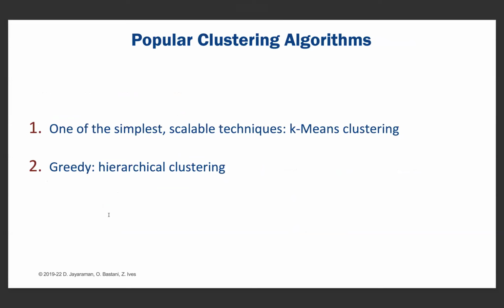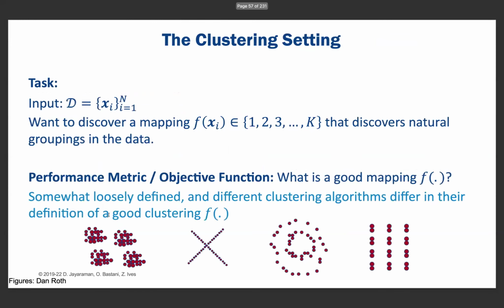So one of the simplest and most scalable techniques is k-means clustering. What is k-means clustering? It's a very simple idea. We have a data set, input data with n points, and we want to discover a mapping. We want to cluster them into a certain number of classes, k classes, and we need to specify how many classes, to discover some natural grouping. And we need to find a good function for that.